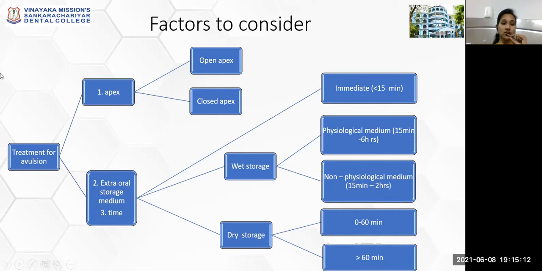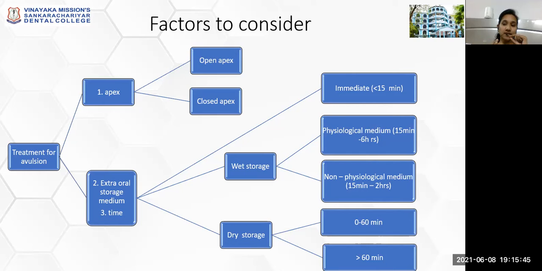So the first one, treatment of avulsion, apex, which is the root formation, whether the root is completely formed, which means the tooth is a mature tooth, the apex is closed, or there can be an immature tooth or a young permanent tooth where the apex is open. And the next thing, the second point, what I said was the extra oral medium in which the tooth is being brought, whether it's brought in a wet storage medium or it is brought dry.